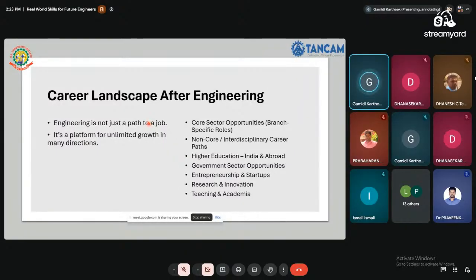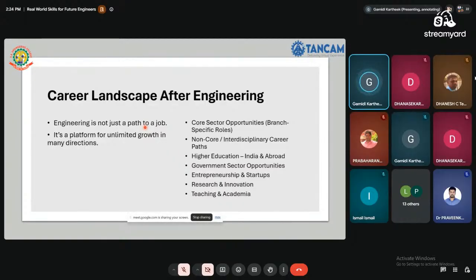It's a platform for unlimited growth in many directions, which means, as I told you, you should excel in one particular branch, and you should have at least an understanding of the other branches of engineering. That opens gates for many career opportunities after engineering. It's not like some other degrees. Of course, I'm not underestimating other degrees or other branches, but engineering is very specific. Engineering gives you many directions to grow in your career.